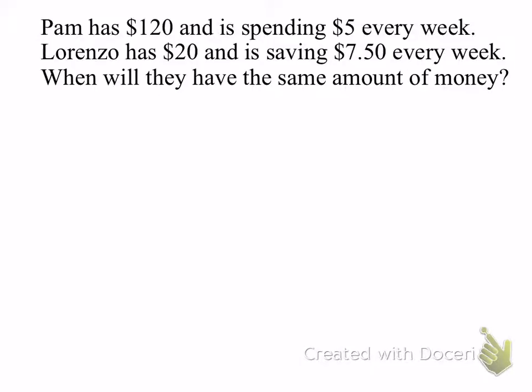Let's go back to review how we solve word problems. What do we do? Step 1, always, always, always: state your unknown, or what you don't know. So we're defining our unknown. And we've got 2 unknowns here. Pam has $120 and is spending $5 every week. Lorenzo has $20 and is saving $7.50 every week. When will they have the same amount of money?